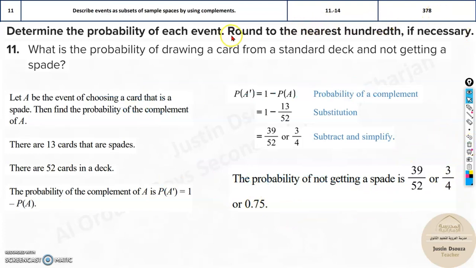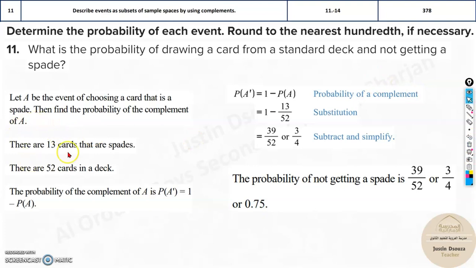They have told nearest 100. 100 means 2 decimal points. How do you understand how many decimal points to round off? Look over here, nearest 100. How many zeros are there in 100? 2 zeros, so 2 decimal points. If they ask for 1000, then it would be 3 decimal points. Since it's 75, you can write another 0. So it depends on the number of zeros. If they ask nearest 10, then we have to make it 0.8, only 1 decimal point.